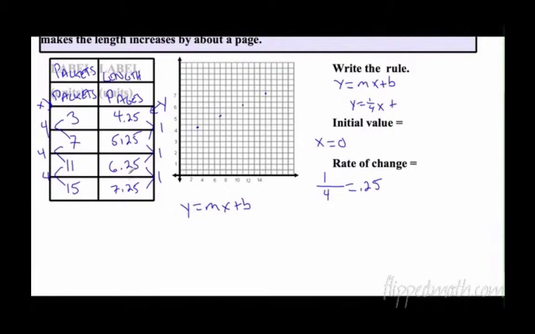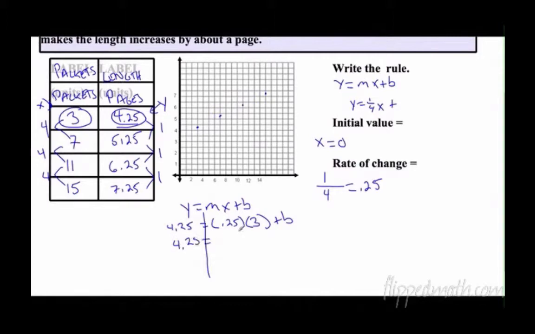Well, we know a bunch of them. We only have to use one of them. I'm going to use the first one. We could use any of them. So 4.25 equals, what's my m? My m is 0.25 times, what's my x? Well, when I use 4.25, my x for that was 3, plus b. So now we're going to solve, just like in a normal equation. 0.25 times 3, all right?